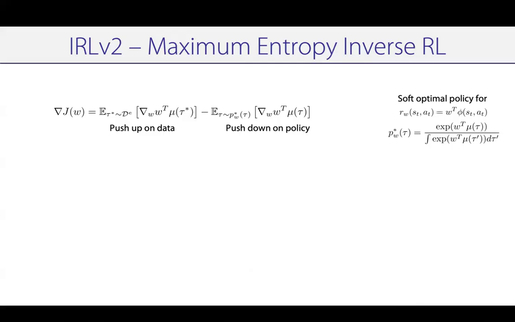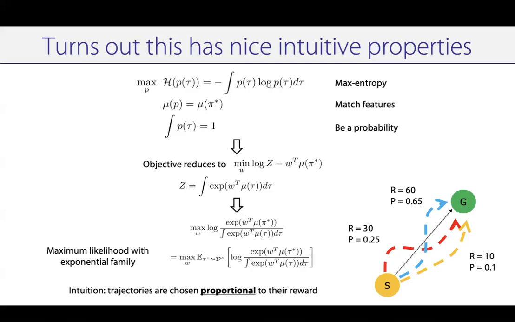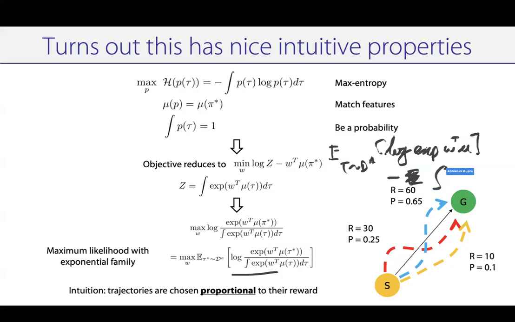So we took the gradient of that objective, and you get something that looks like this. And intuitively, I'm not going to rework it out, but you can think of this as a difference of two terms. One of them is the expectation under the expert of W transpose mu, and the other one is the integral of exp W transpose mu.